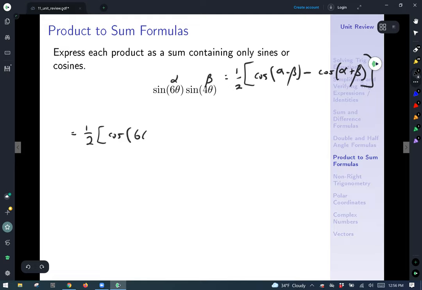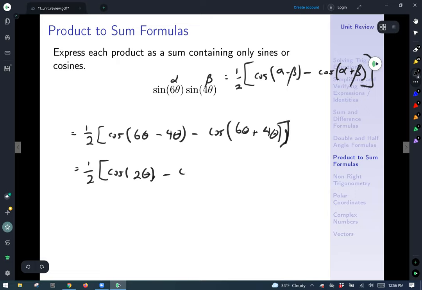So that equals 1/2 cosine of alpha, which is 6 theta, minus beta, which is 4 theta, minus cosine of 6 theta plus 4 theta. Is that right? Good thing I'm not looking at my paper, because my paper is wrong. It's cosine of twice theta minus cosine of 10 theta. I had 8 theta on my paper, which is not right. But we did what we were asked to do. We expressed the product as a sum, something being added or subtracted, containing only sines or cosines. In this case, it's only cosines.